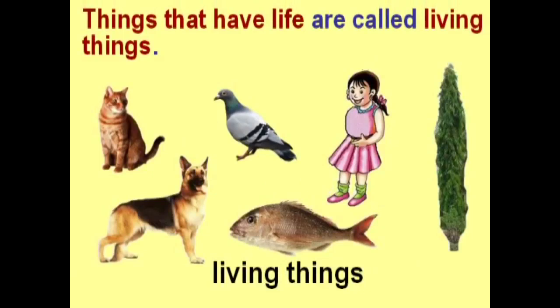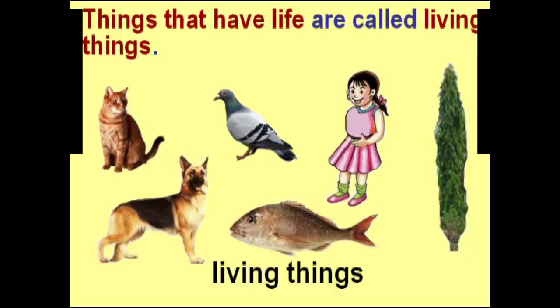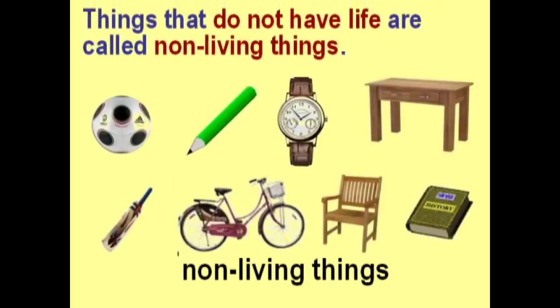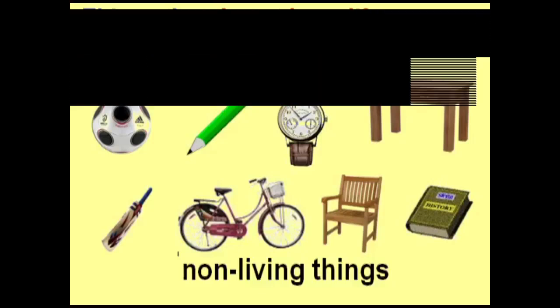Things that have life are called living things. For example, tree, girl, animals, etc. Things that do not have life are called non-living things. These are the examples of non-living things.